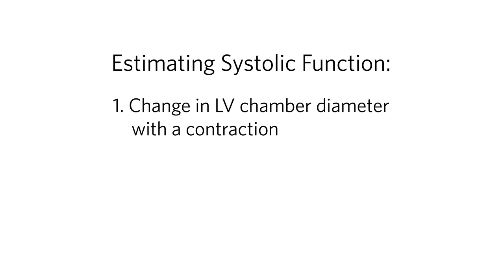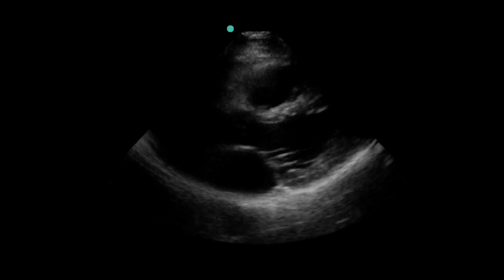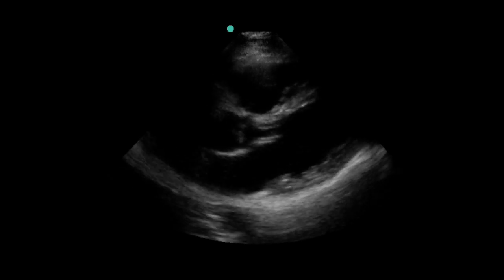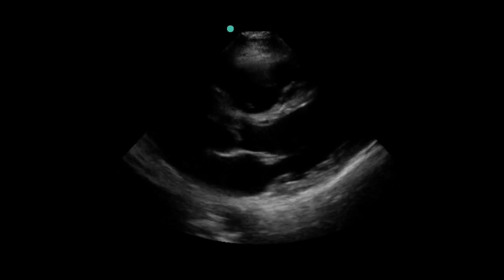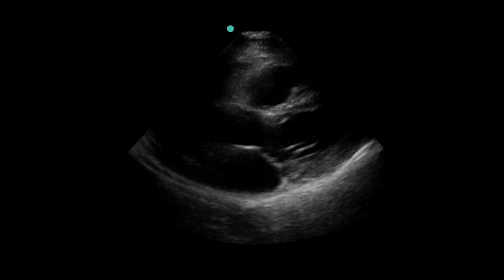To do so, consider the following features. First, the change in LV chamber diameter with contraction, and second, septal slap. Observe the motion of the mitral valve leaflet swinging towards the septum. A normal septal slap should appear to touch or nearly touch the interventricular septum.